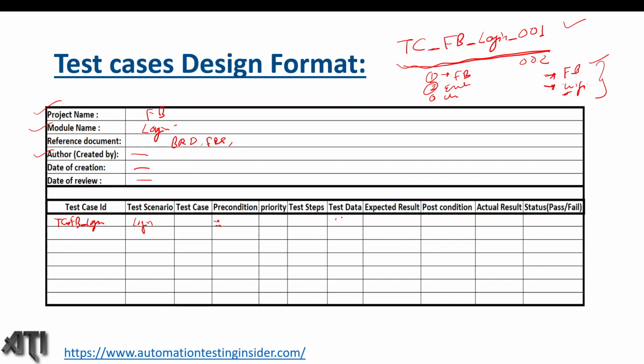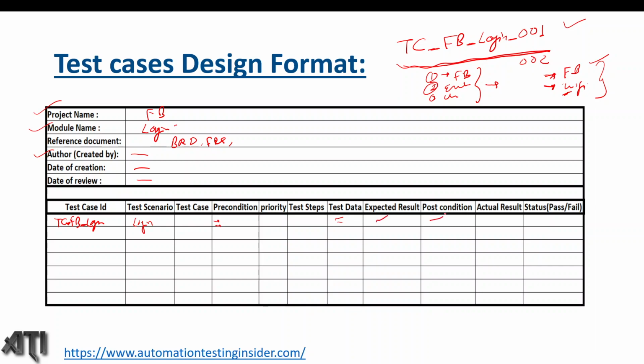Test data. Here we'll provide the username and password which we are using for this particular test case. Then the expected result. Expected result is nothing but what should be the expected outcome for this particular test case. In this case we have a valid user and invalid password, so what should be the expected result? We should get an invalid password error message. So that is the expected result.